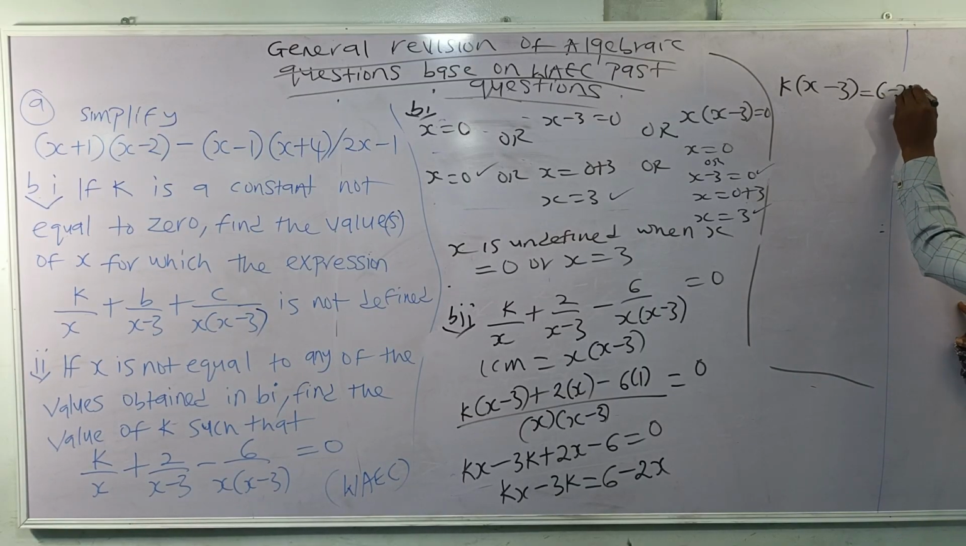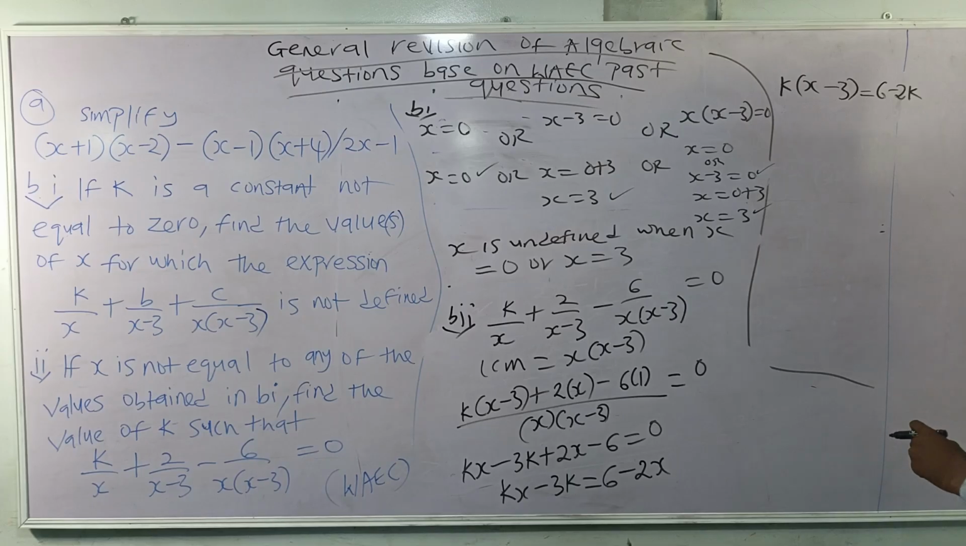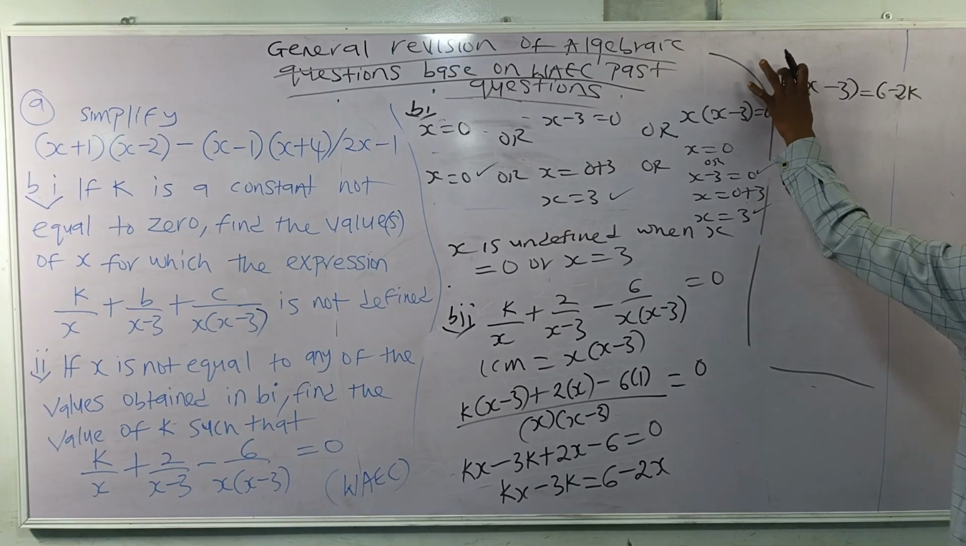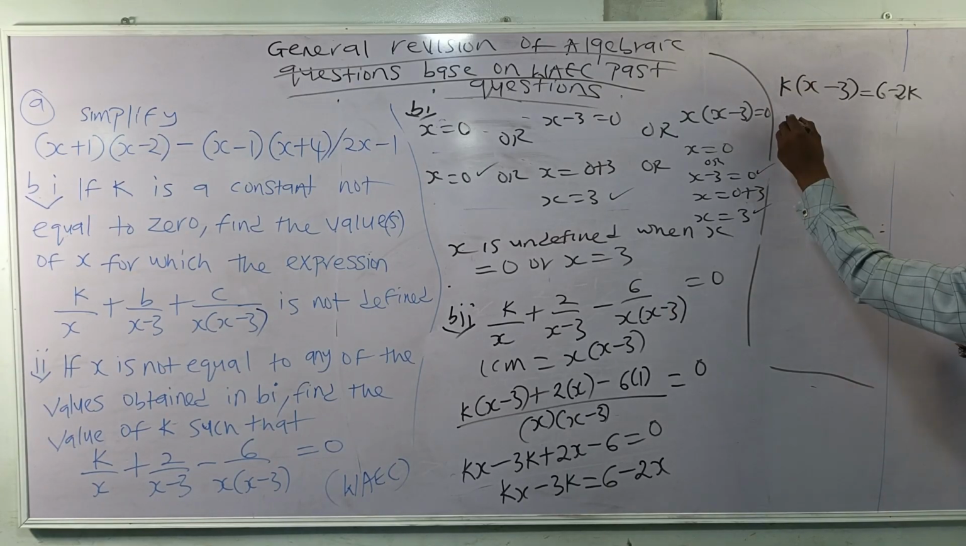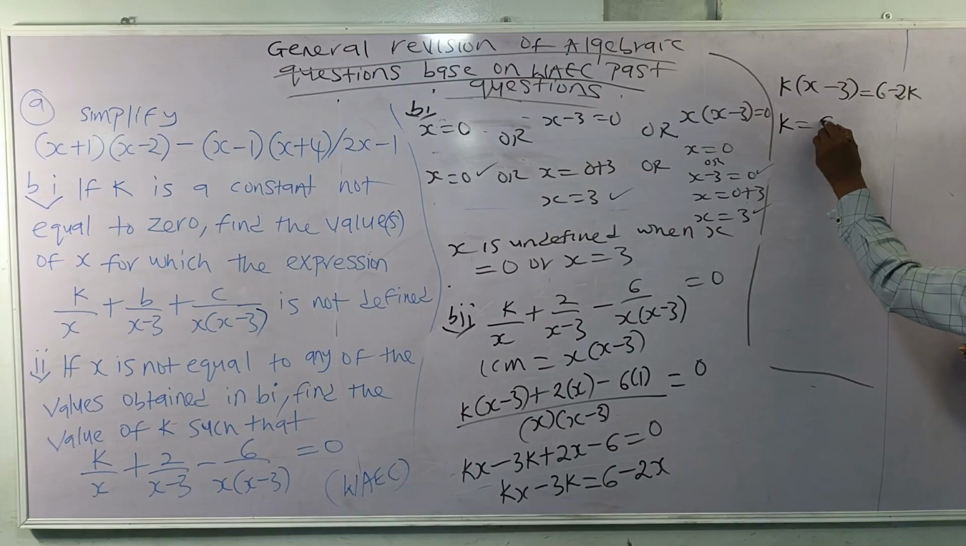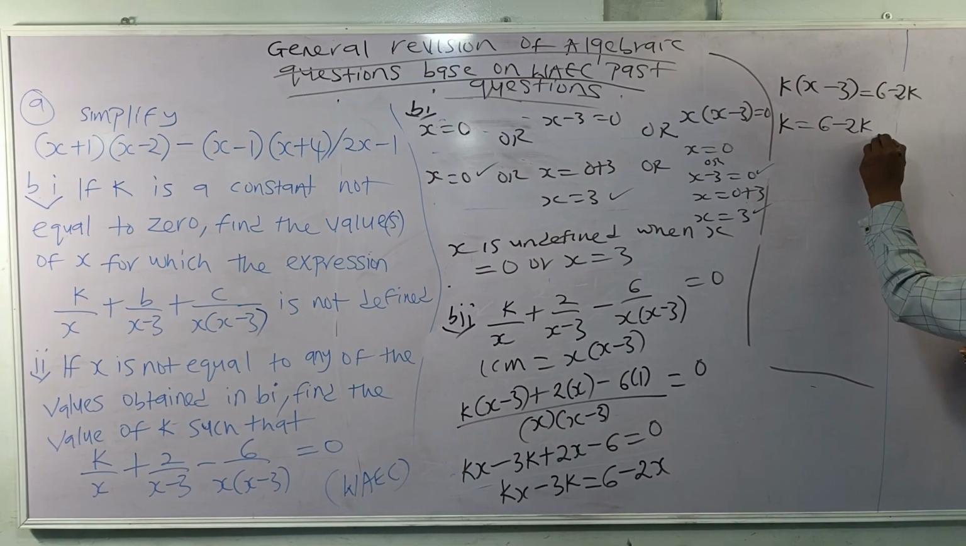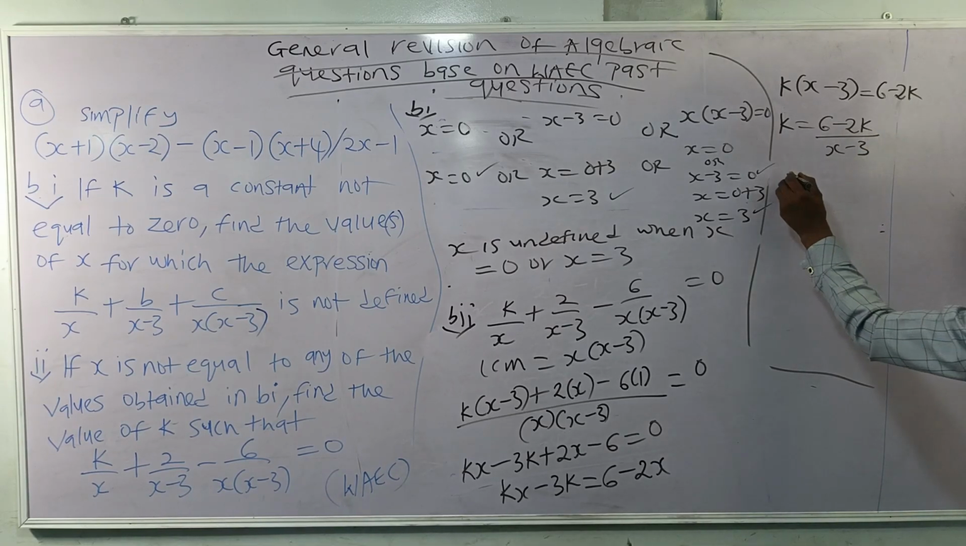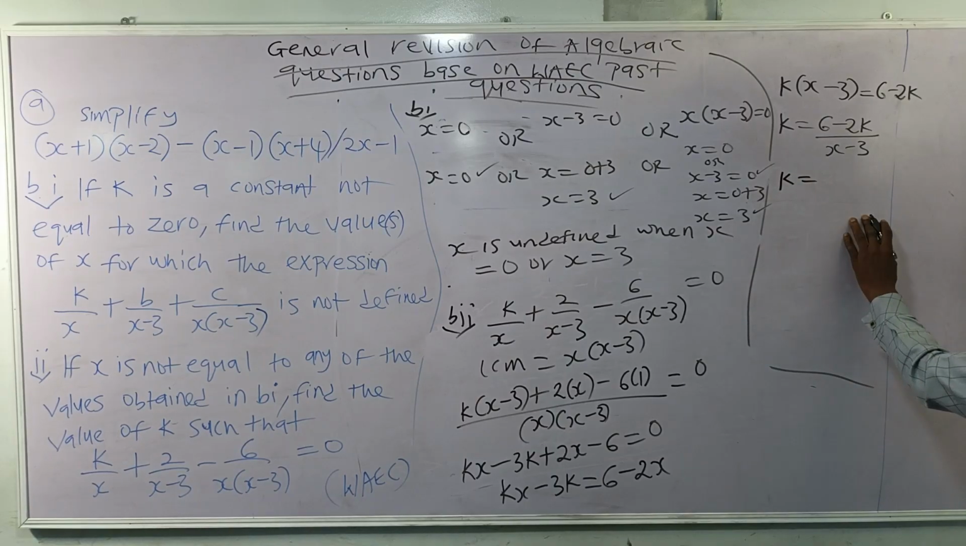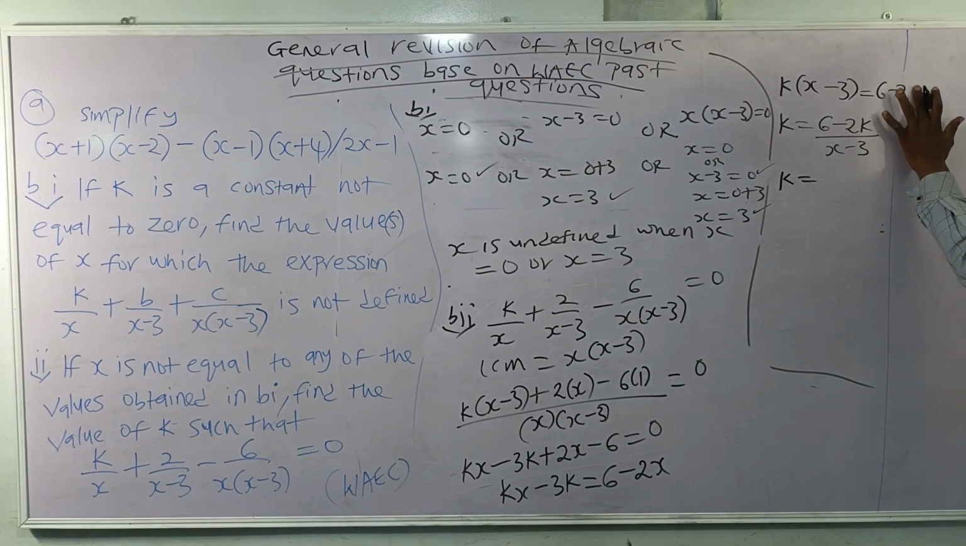Will be equal to 6 minus 2x. Now, I'll divide through by k. If I divide through by k, I'll have k to be equal to 6 minus 2x all over x minus 3. But remember, something is common. So I have k. This x rather. Thank you. x.